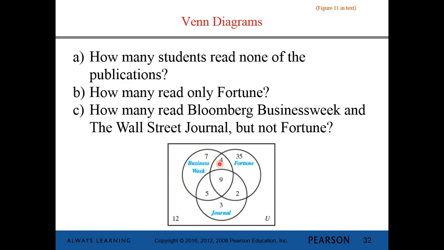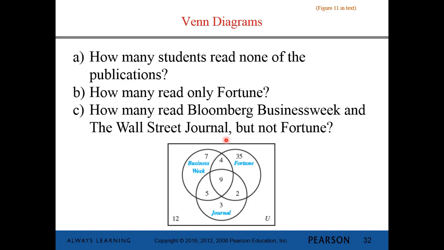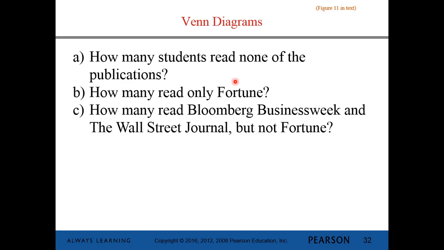Okay, so now, guess what? Now we can get this piece here because how many people read Business Week? 25. So that means all of these 4 regions here have to add up to 25. Well, we've got these 3. This gives us what? 20, which means this has to be 5. So now we've got these regions and this one. So the only ones we need is 3 more regions. Okay, so let's see what else we got.